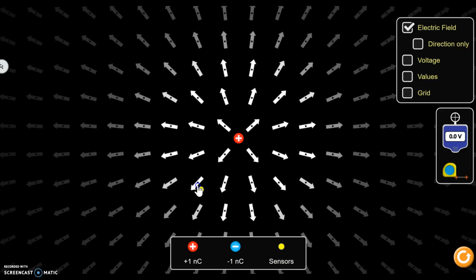So if you come over and you put your positive test charge at this location right here, it is pushed and repelled because positive and positive repel. If you put your positive test charge over here, it is repelled with a bigger force because it's closer.